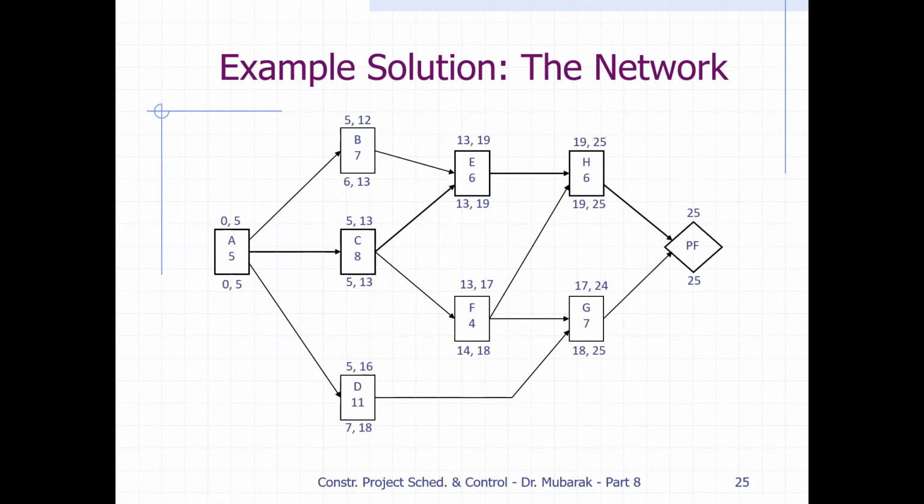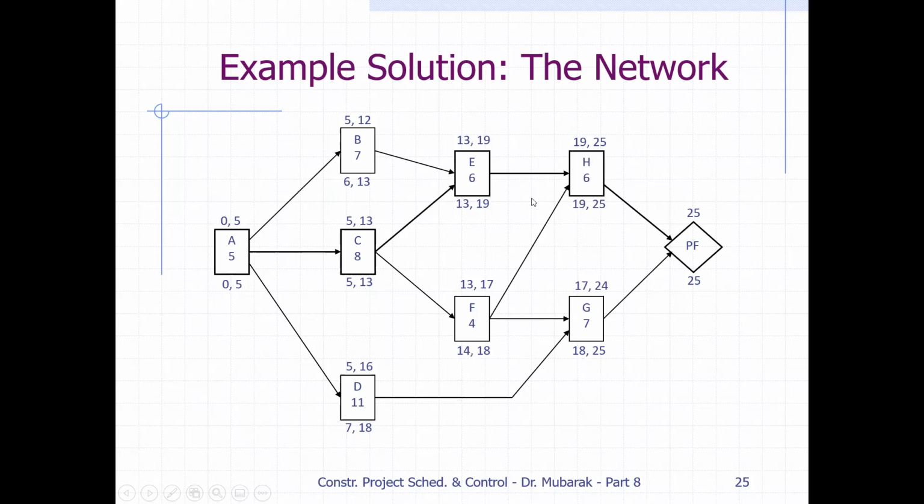So then we do the backward pass. We go from here, 25. So 25 comes here. 25 minus 7 is 18. 25 minus 6 is 19. And then here is 19, here is 18. When we come back, we take the minimum. So 18 minus 4 is 14.